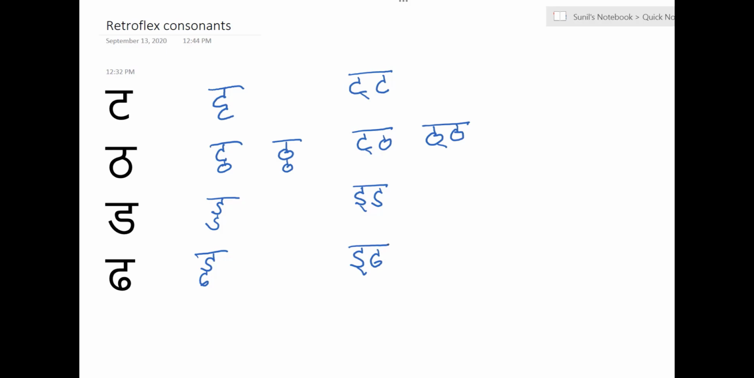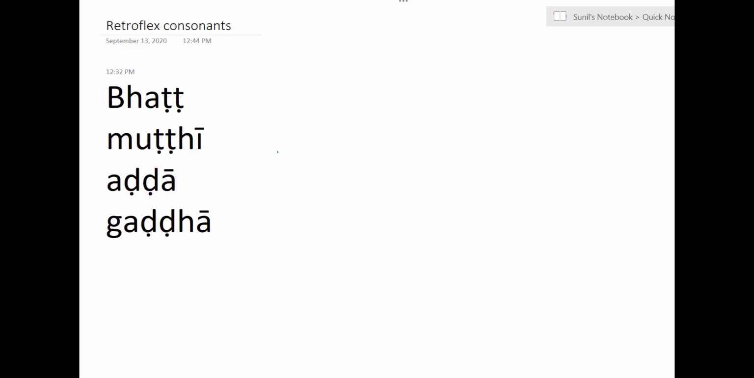Let's take some words with retroflex consonants. Here are a few words with retroflex consonant-consonant combinations. The first word is bhat. It's a very common surname in India. You write bha and then ta, ta. There's one way of writing it, or you can write bha, ta, ta, bhat.